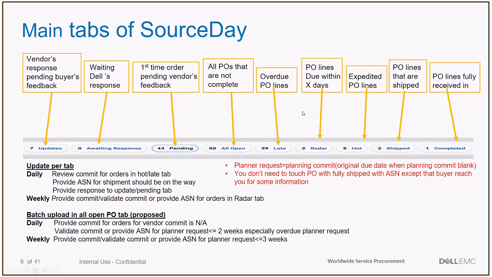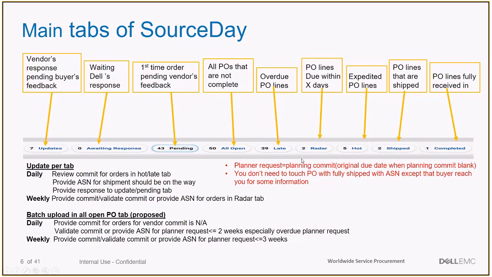And Late, from the word, means the PO or request did not ship out on time. For example, the due date is yesterday, but if you still have not shipped out, then it sits in the Late tab, right? Nobody likes late, so we give a Radar tab. The Radar tab means you will have 3 weeks of lead time. For example, the due date minus 3 weeks, the PO or request is under this tab.